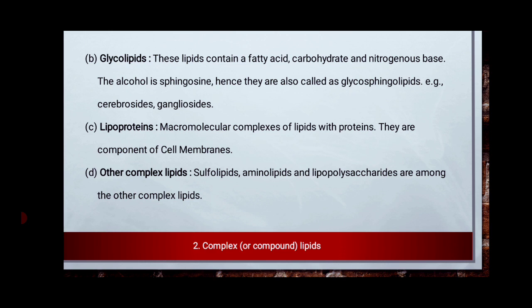Then other complex lipids, for example, sulfolipids, aminolipids, lipopolysaccharides are among the other complex lipids. So we have discussed the complex lipids also. Complex lipids are of four types. The first one is phospholipids, second one is glycolipids, third one is lipoproteins, fourth one is other complex lipids. Okay.